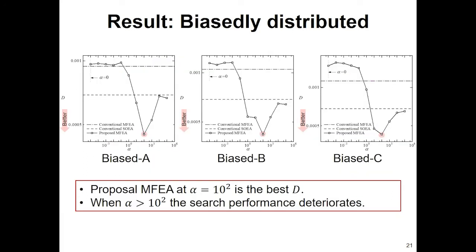Next, we show the results of running the algorithm with the biased distributions. This graph shows D for biased A, biased B, and biased C, respectively. Here, we can see that the proposed method has the best D when alpha is 100 among the 3 algorithms, and the performance of the proposed method becomes worse when alpha is more than 1000.